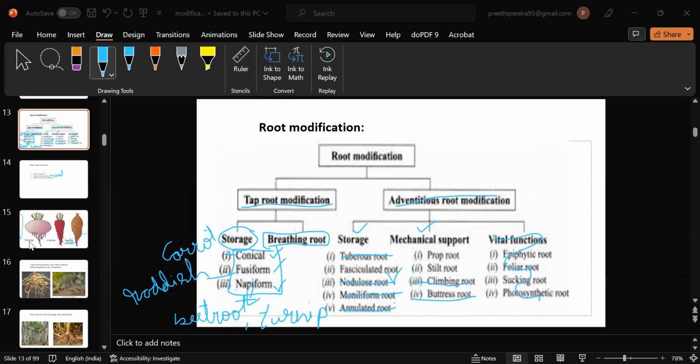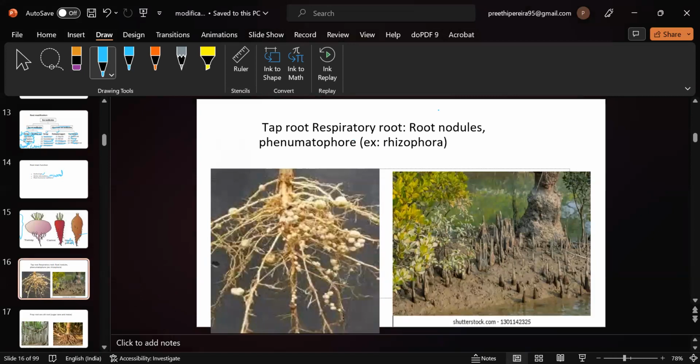Next we will see breathing roots. Breathing roots, we have two examples. Breathing roots के लिए. Tap roots which help in breathing. Okay. So the first one is root nodules. You see in leguminous plants, root nodules. क्या करता है root nodules? इसके अंदर क्या रहता है? You know that inside these root nodules, which bacteria lives? Rhizobium bacteria. The Rhizobium bacteria lives in it. The chemoautotroph bacteria, right? Rhizobium is a chemoautotroph bacteria.